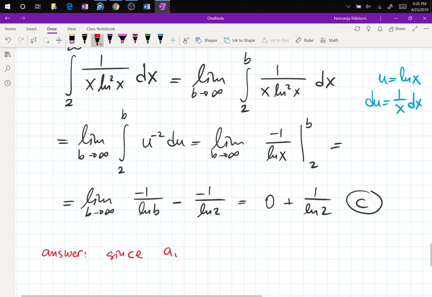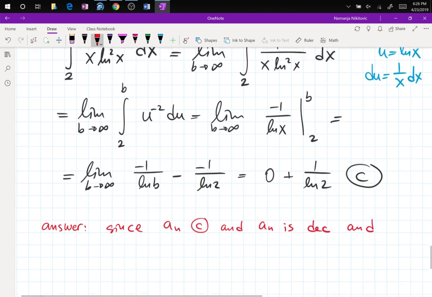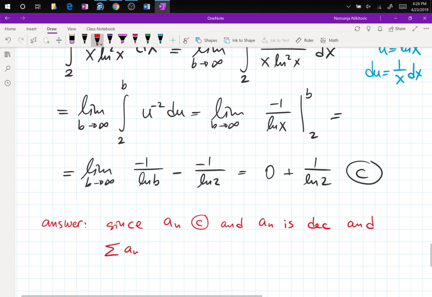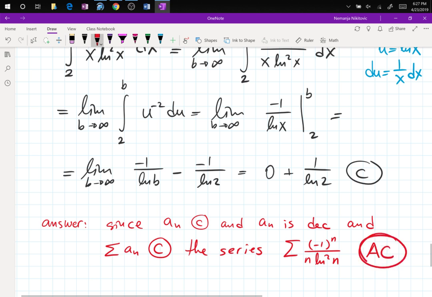Since a_n converges and a_n is decreasing and the summation of a_n converges, the series summation of (-1)^n divided by n ln squared n converges absolutely by the alternating series test.